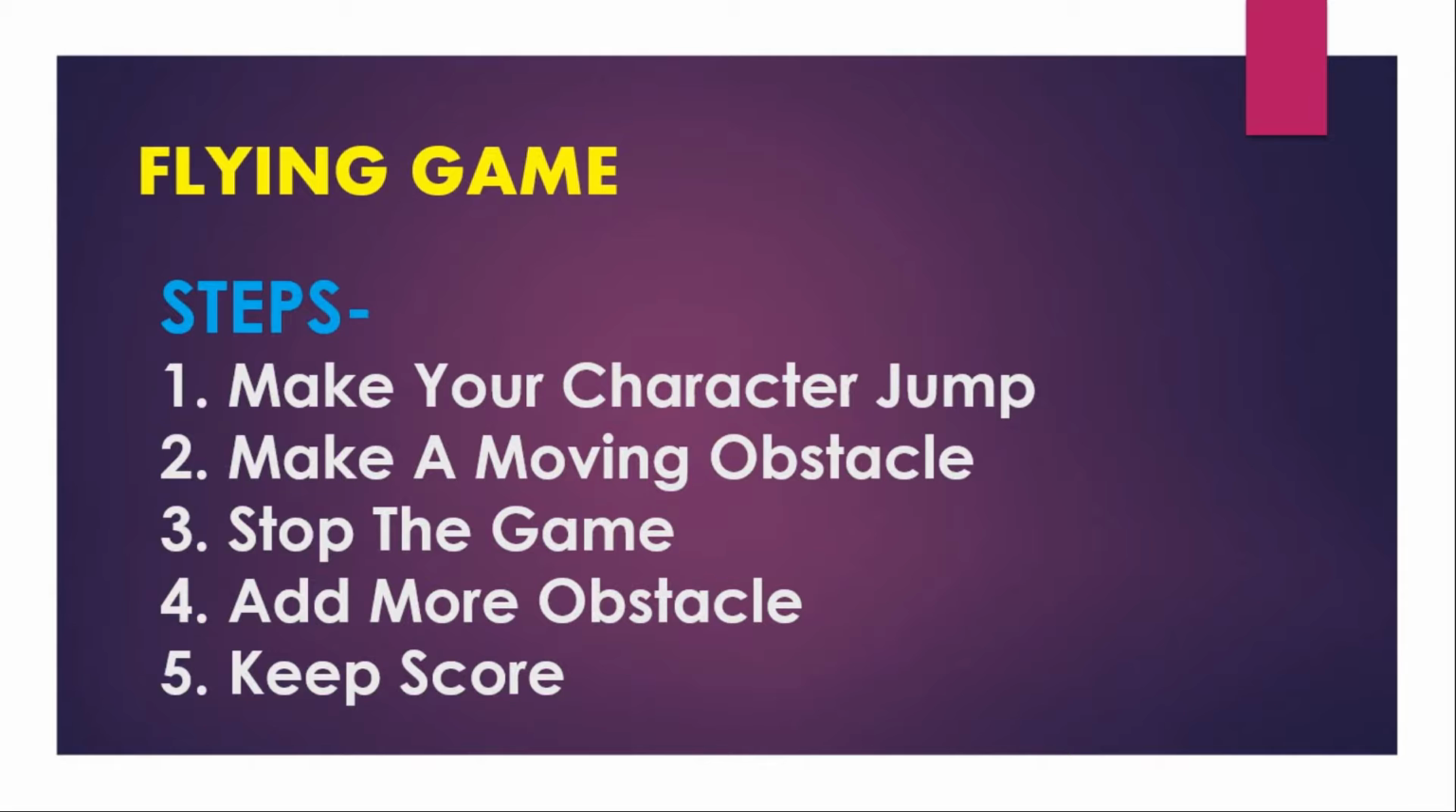Today we are going to learn how to make a flying game. To make any flying game, there are 5 steps to follow. First, make your character jump. Second, make moving obstacles. Third, stop the game. Number 4, add more obstacles. And number 5, keep score.